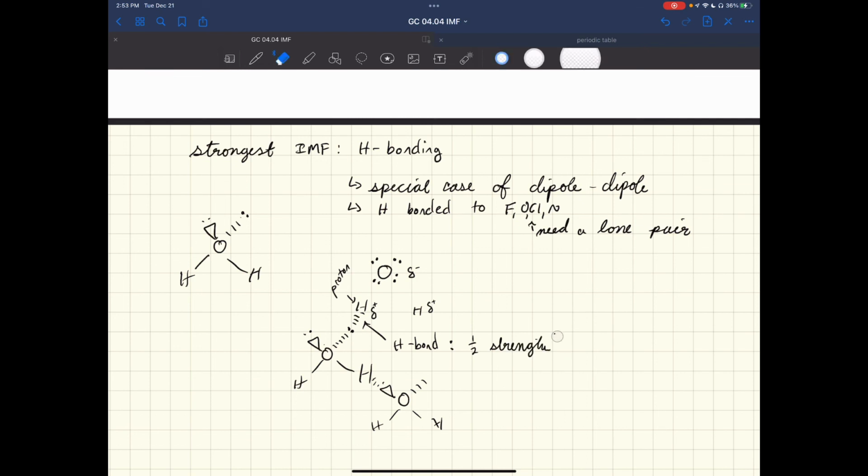What was that, Mr. Ryan? Covalent bond, which is very strong, okay? So hydrogen bonds are strongest, then dipole-dipole, then London dispersion forces.